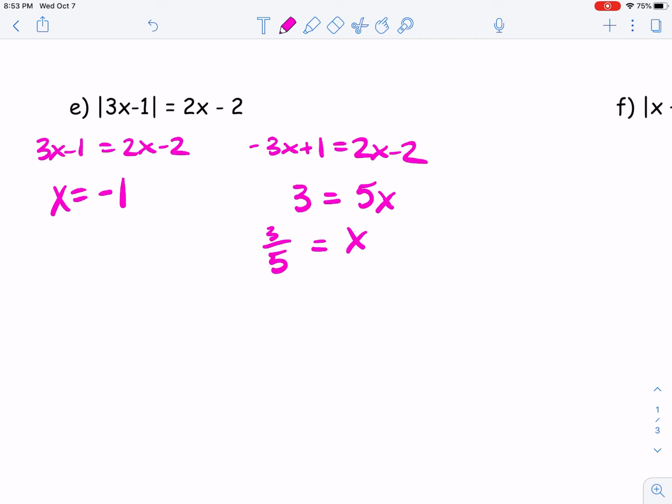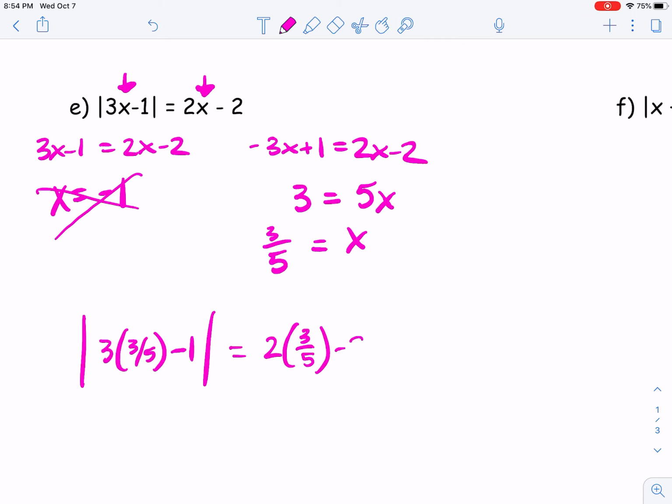Okay? So then I plug both of those back in to check to see if they're extraneous or not. When I plug in negative 1 into both x's, that would give me absolute value of negative 3 minus 1 equals negative 2 minus 2. Well, that would be the absolute value of something equaling a negative number. That's not going to work. Then I could also plug in the 3/5. So I'd have 3 times 3/5 minus 1 equaling 2 times 3/5 minus 2.